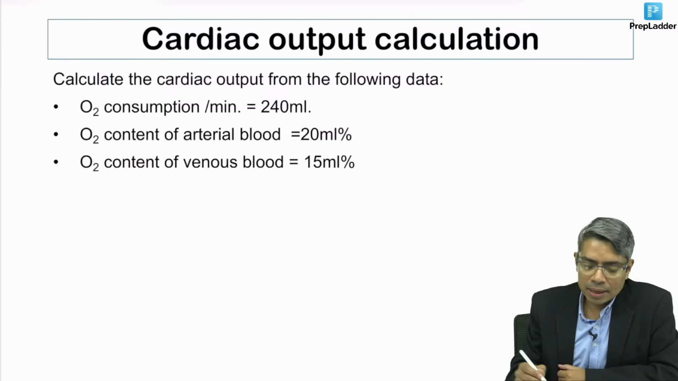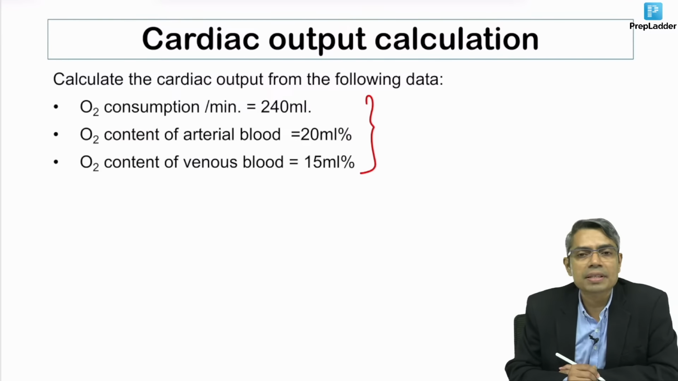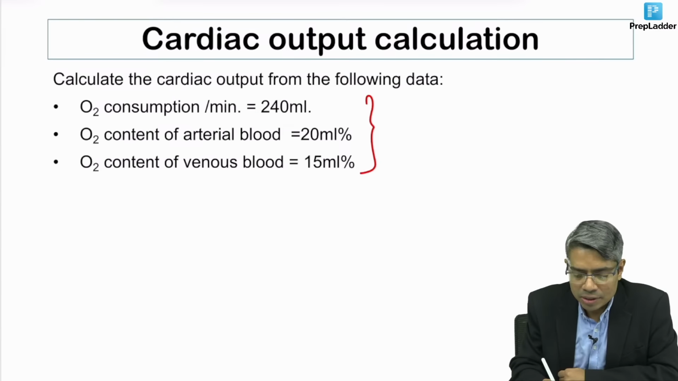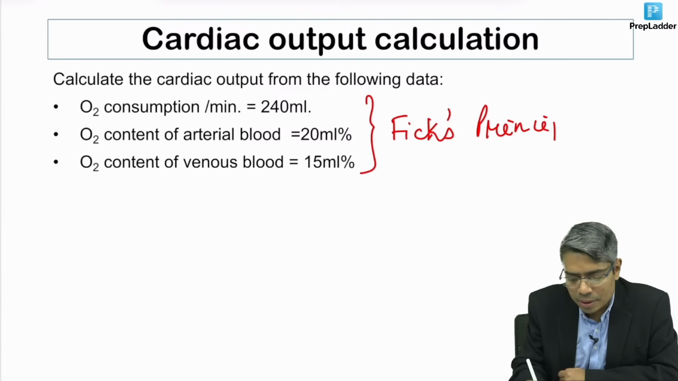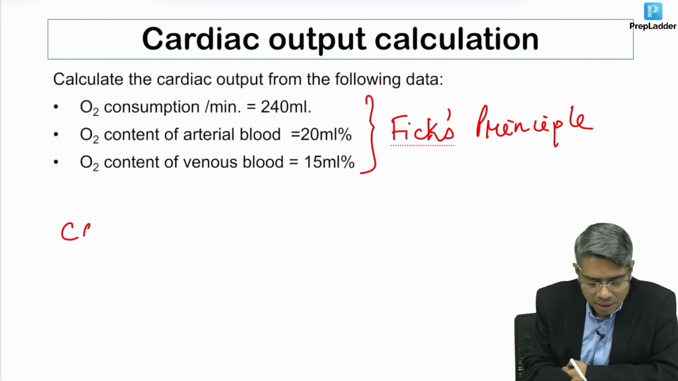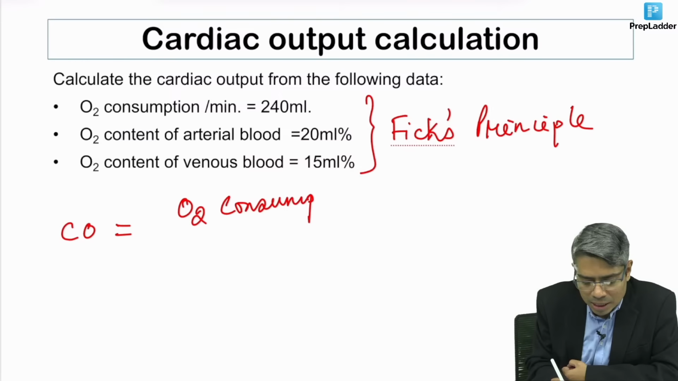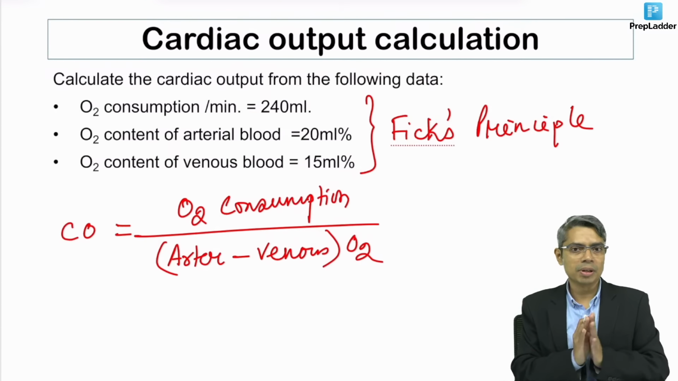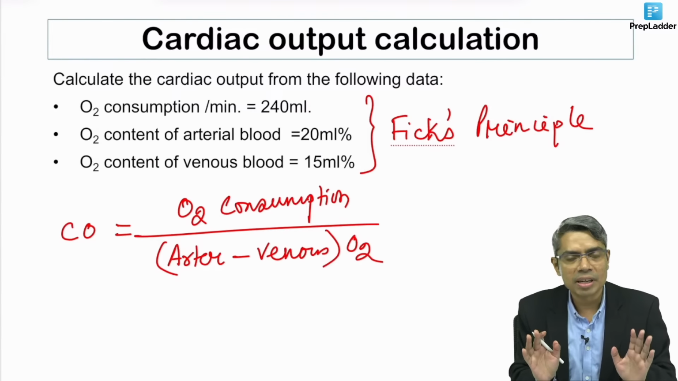Next one. Calculate the cardiac output based on this. Again, this is a very simple question which has been asked in NEET PG multiple times. So, this is based on Fick's principle. Fick's law is for simple division, Fick's principle. So, Fick's principle is saying the cardiac output is equal to oxygen consumption upon arterial oxygen minus venous oxygen. This is the simple formula that you have to remember, oxygen consumption upon your artery minus venous oxygen.